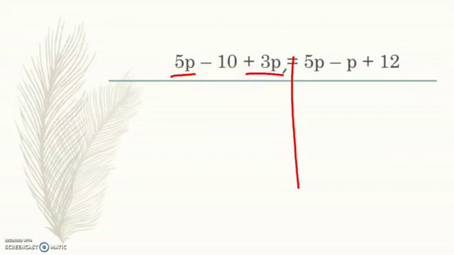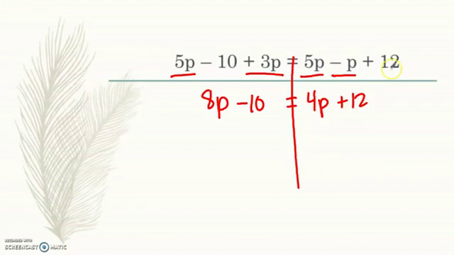And sometimes, guys, it might be multiple things. It could be 3 or 4 things you're adding together. So 5p plus 3p, well, that is 8p minus 10 equals, what can I combine over here? Oh, well, I also have the letter p. So 5p minus p is 4p plus 12, because I can't combine that with anything else.